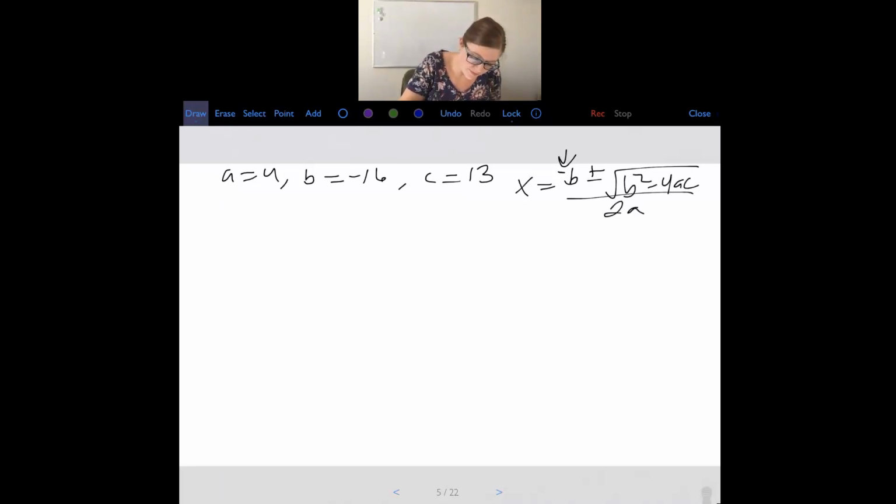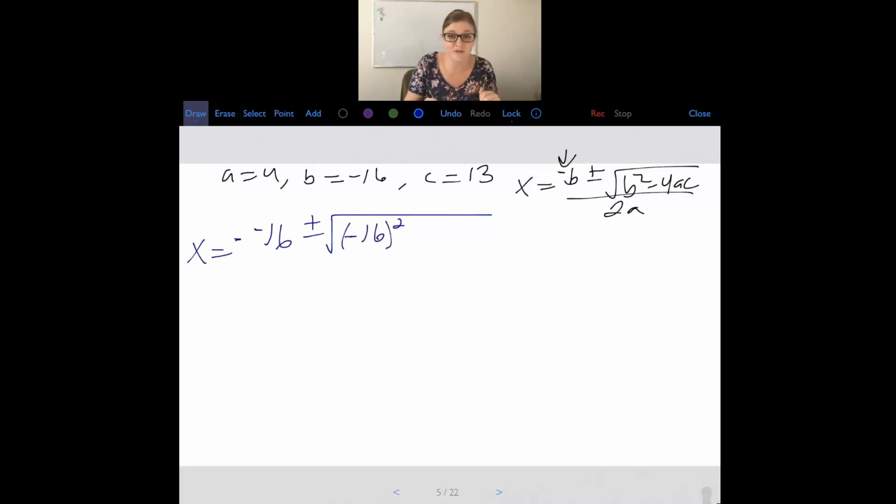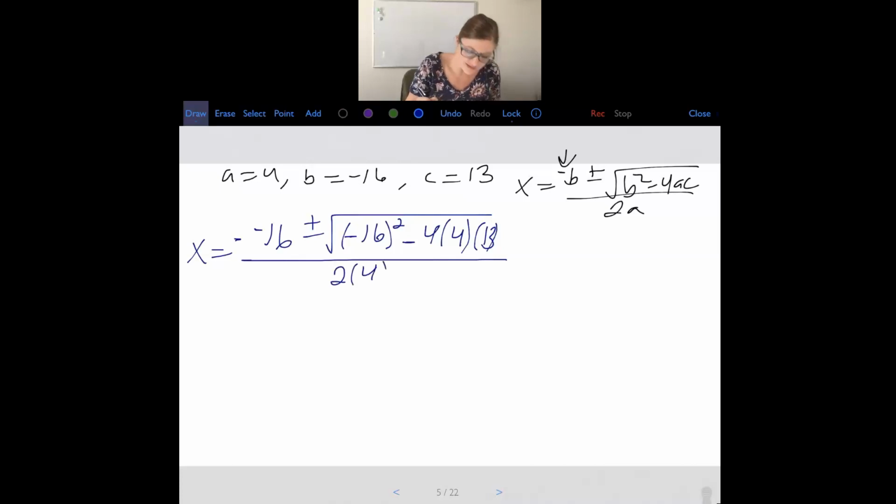Okay, so if we start by plugging everything in, we have x equals, there's a negative sign in the formula, and b is negative. So that's minus a negative 16, plus or minus the square root of b squared. So b is negative 16, so we're squaring negative 16. I highly recommend putting that in parentheses. Minus 4 times a, which is also 4, times c, which is 13. And this whole thing is divided by 2 times a. Okay, so 2 times 4.